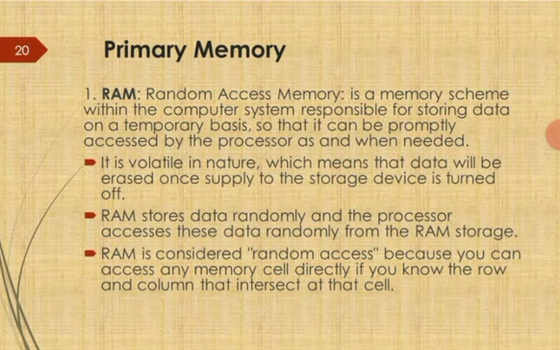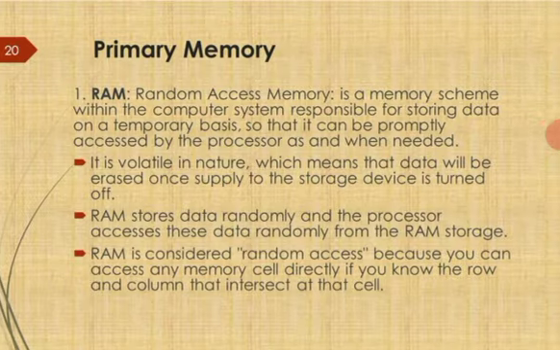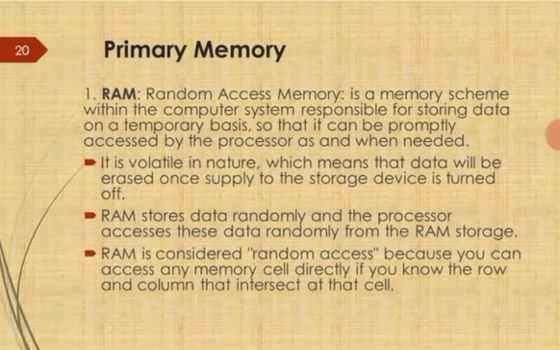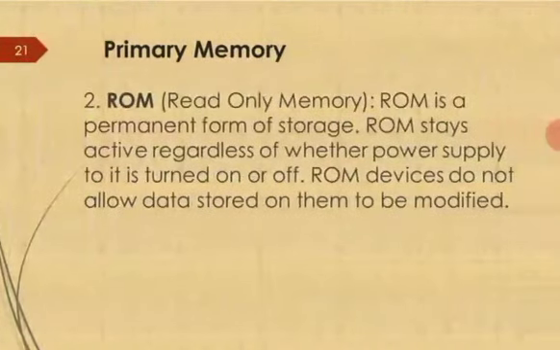So a RAM stores data randomly, and the processor accesses these data randomly from the RAM storage. A RAM is considered random access. Why is random access memory considered random access? Because you can access any memory cell directly if you know the row and column that intersect at that cell. So you now know why a random access memory is called random access.